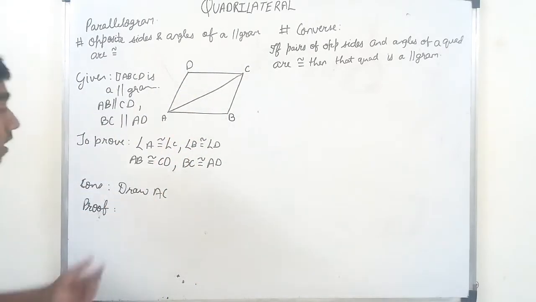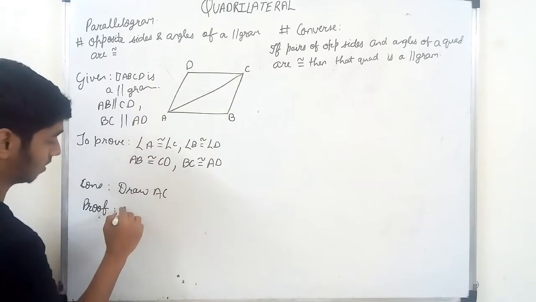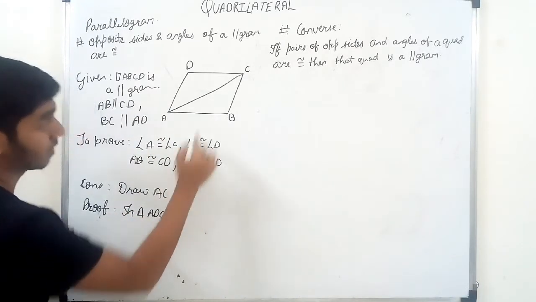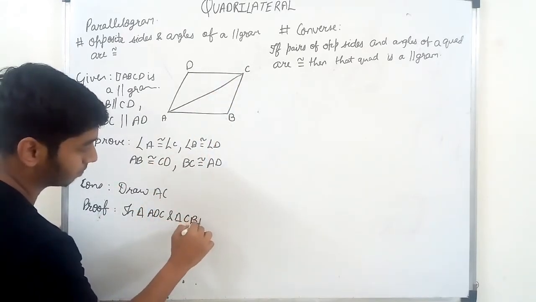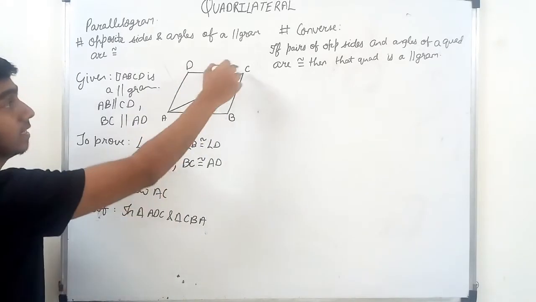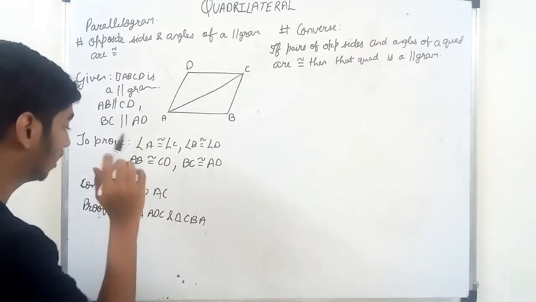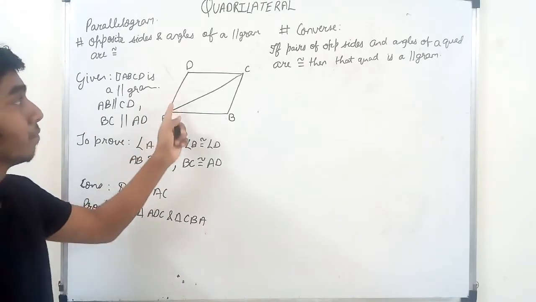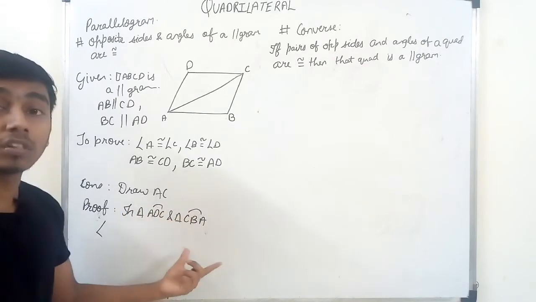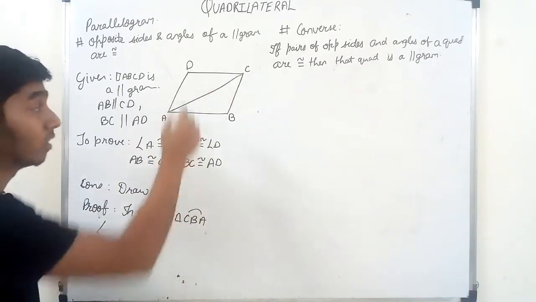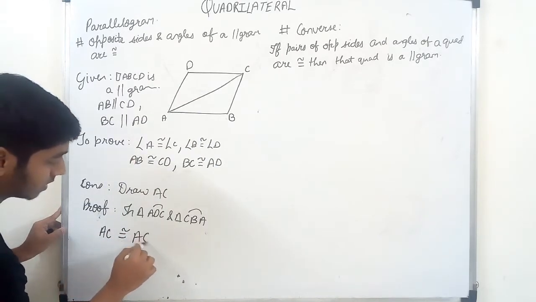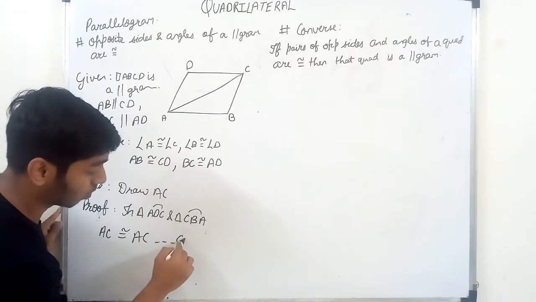Let's consider triangle ADC and triangle CBA. Now if you see AC and AC, they are the same in both the triangles. So can we say AC is congruent to AC itself? Why? Because it is a common side.